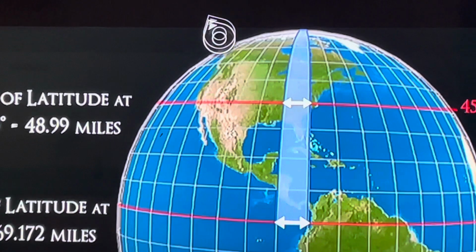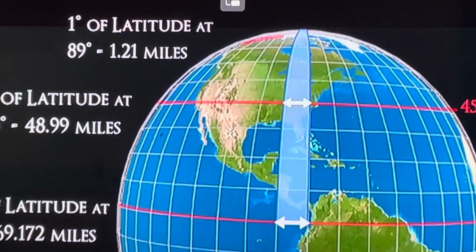see right there, you've gone 49 miles. Then when you get up to the pole itself, when you're 1 degree away from the North Pole, you only have to go 1.2 miles because those meridian lines have converged.